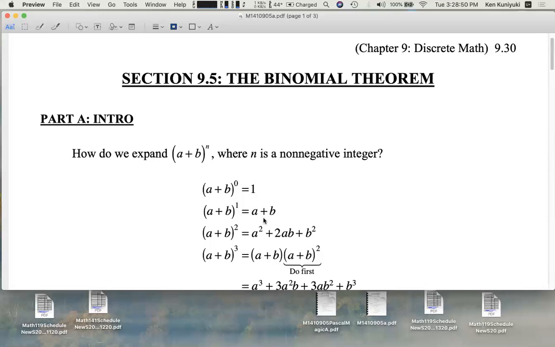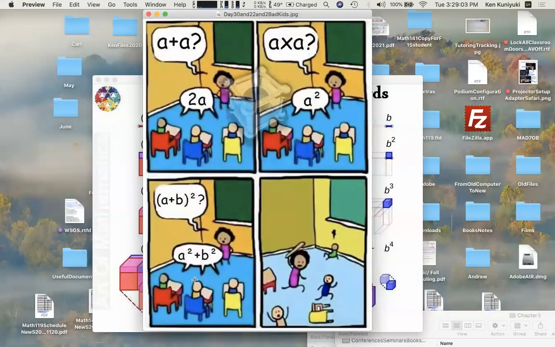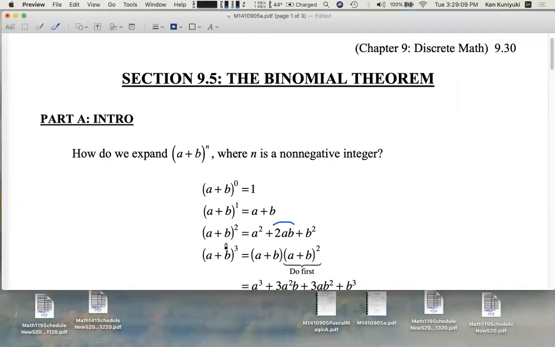A horse is a horse. The square of a plus b, folks, it's not just a squared plus b squared. Please remember this middle term here. Don't be like these bad kids in the lower left panel. All right. The square of a plus b is a squared plus what? Plus 2ab, plus twice the product of the two terms, plus b squared.